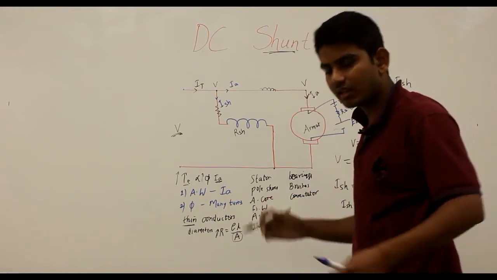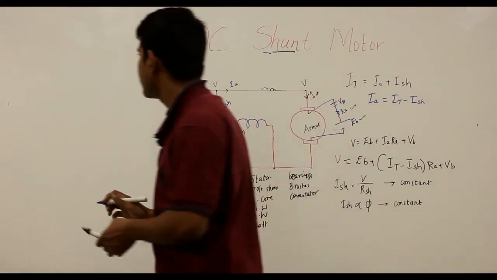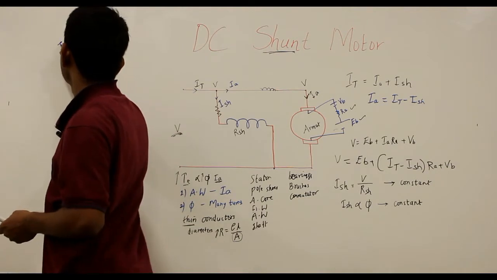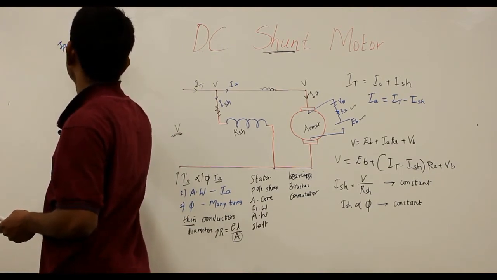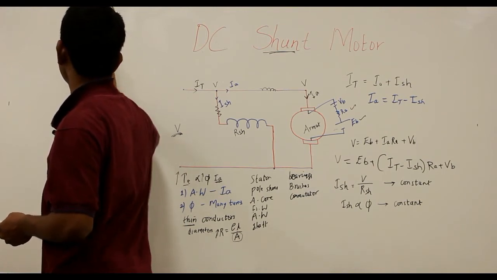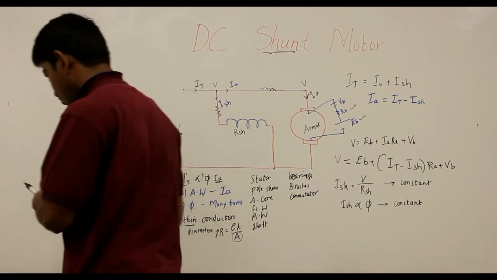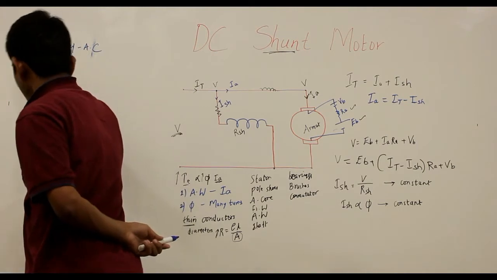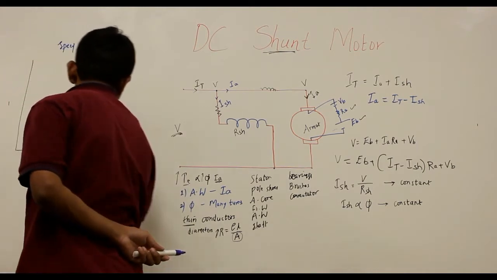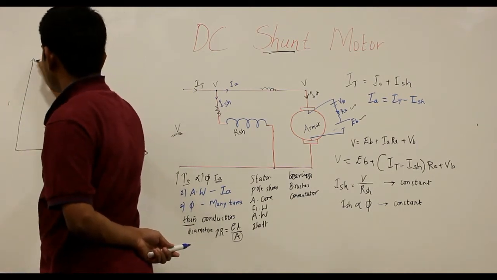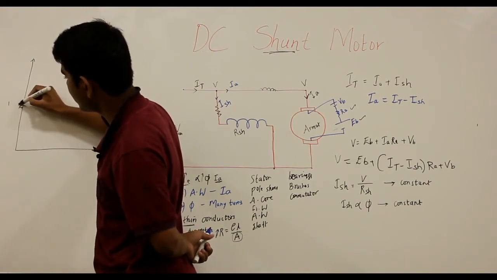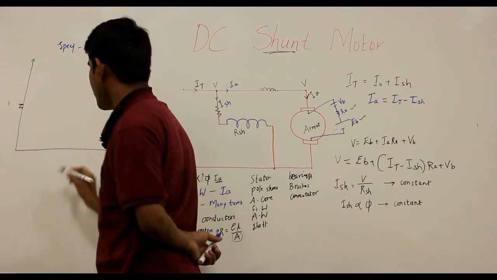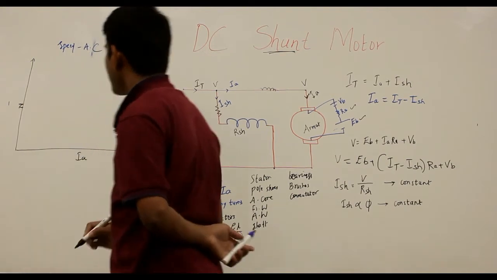Now if we discuss the characteristics one by one, let us first discuss the speed armature current characteristics. Let me plot a bigger curve for this. Let us say this is my speed N in RPM, that is rotations per minute, and this is my armature current.